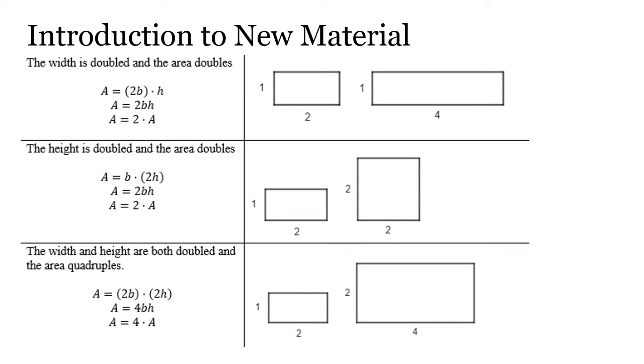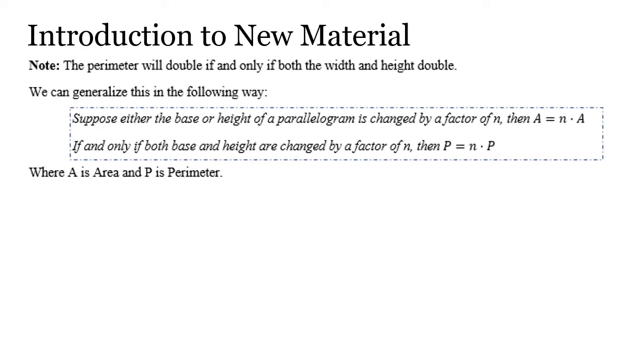Alright, so take a look at these examples. Notice here that if I double the width of this rectangle, turn it to 4, then the area will actually double as well. And if I instead double the height and don't change the width, then again the area will double. Now here's the key thing: if I change both the width and the height, I double both, then the area will actually quadruple.